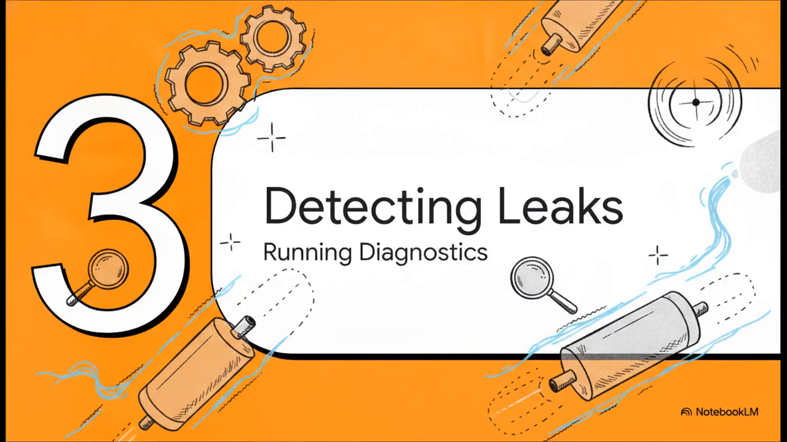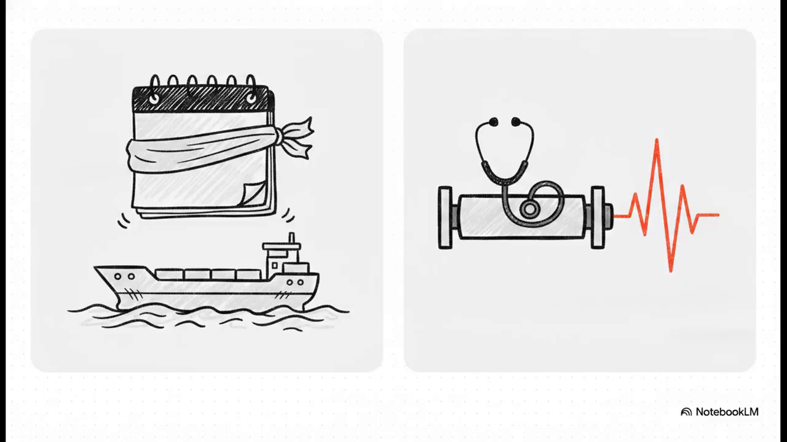Section 3. Detecting the invisible leaks, running diagnostics. So, how do we catch this? Well, we have to contrast the old era with the new. Traditionally, industries relied on time-based maintenance, or TBM. It's kind of like servicing a machine completely blind, just sticking to a rigid schedule.